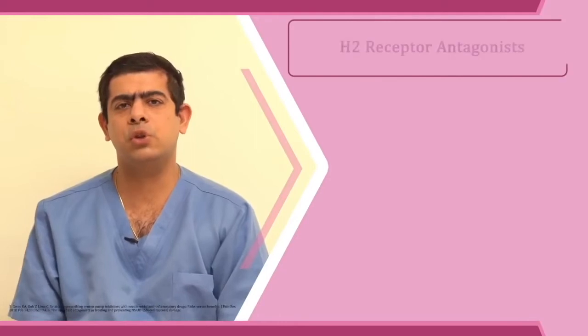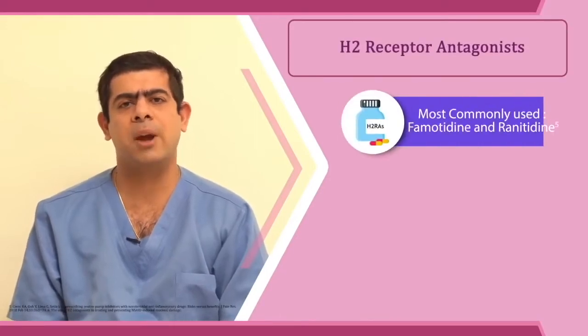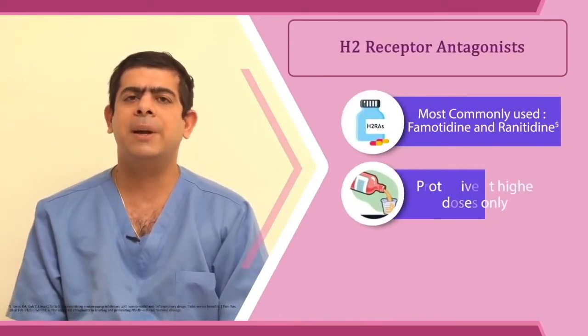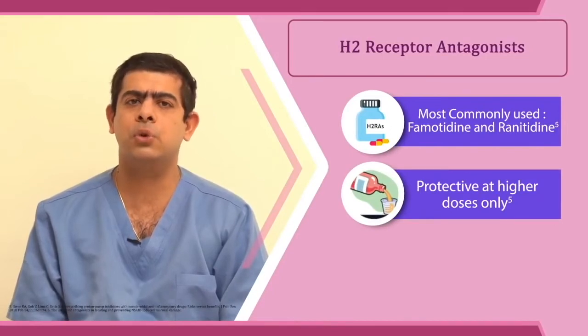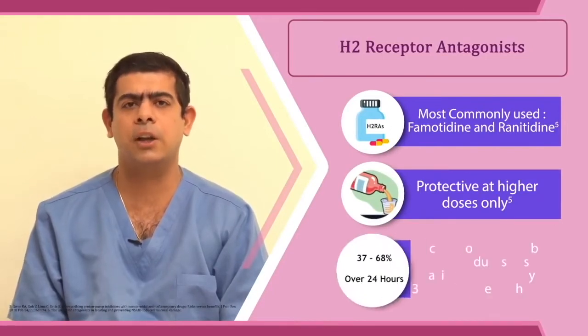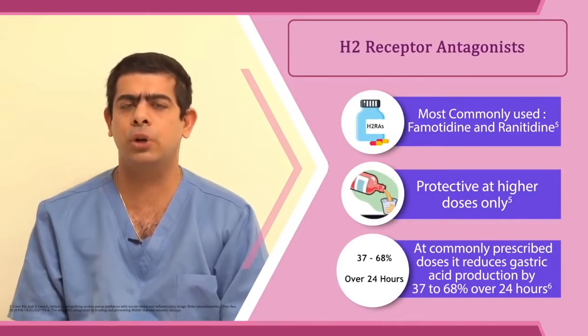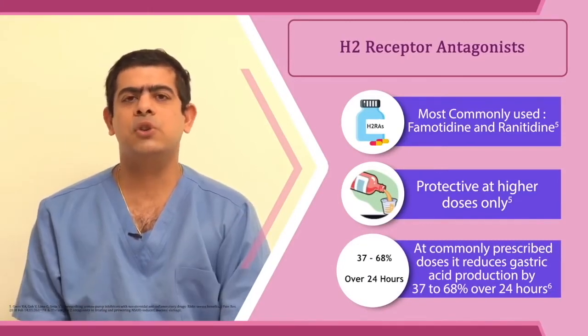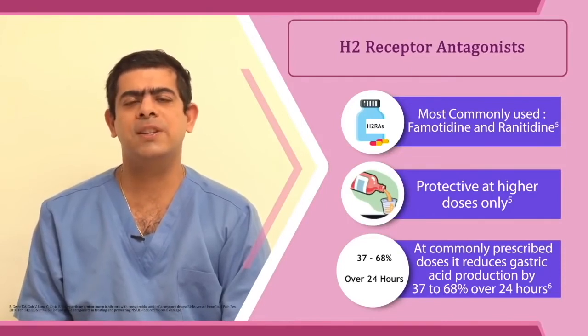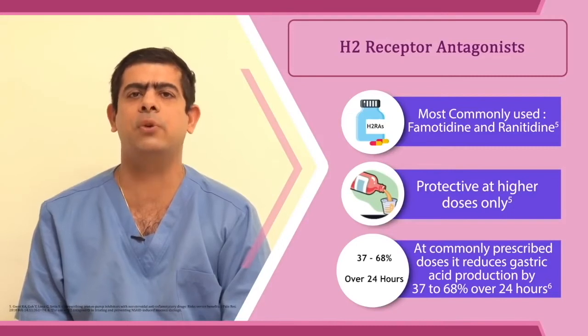So coming to the H2 receptor antagonists, most commonly famotidine and ranitidine, a meta-analysis of 14 trials shows that they are protective but at higher doses. At commonly prescribed doses, they are protective against duodenal ulcers. The use of H2 receptor antagonists reduces gastric acid production by 37 to 68% over 24 hours.